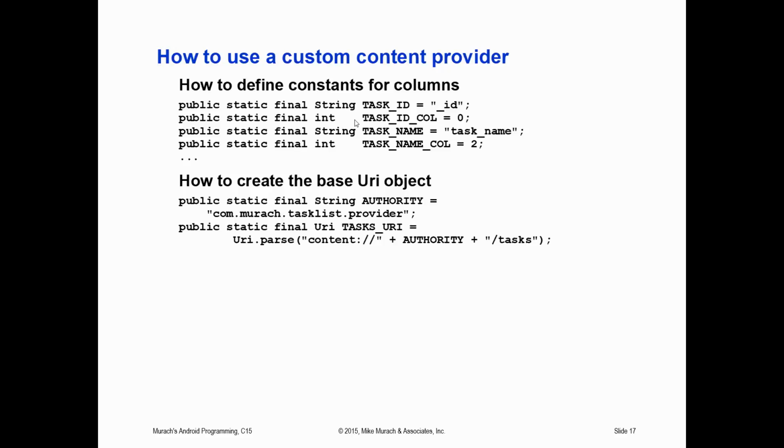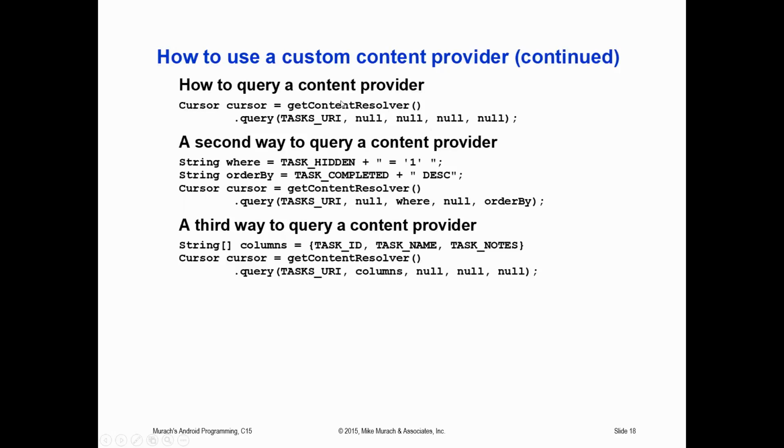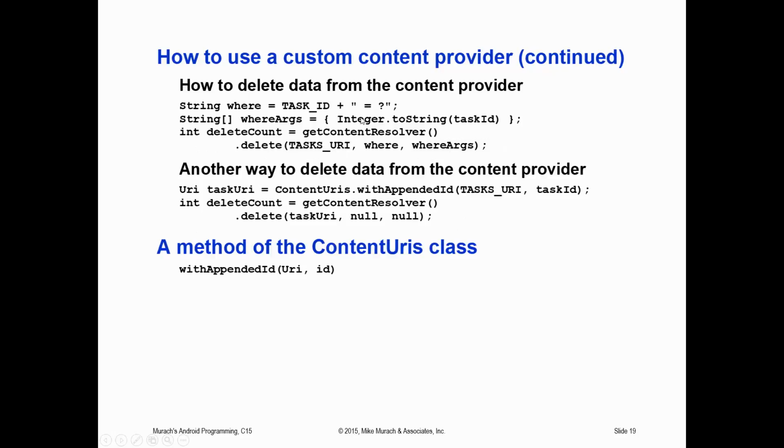To begin with, the first code example that's shown here defines the constants that the code needs to refer to the names and the indexes. All right. The second example defines the contents for the authority and the URI for multiple tasks. Once you're done defining these constants, you can use the getContentResolver method to get a content resolver object. The next examples call the query method and pass the URI for all tasks as the first argument.